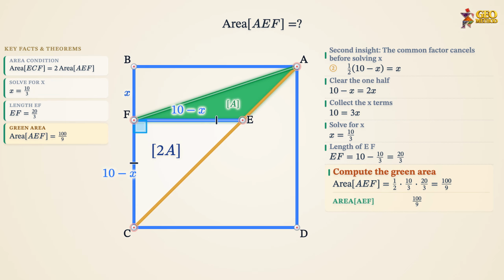Put the numbers into our first expression. 1/2 times 10/3 times 20/3. That is 100/9. The green triangle AEF has area 100/9.